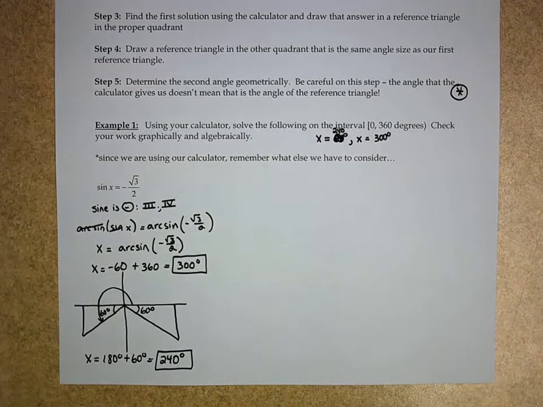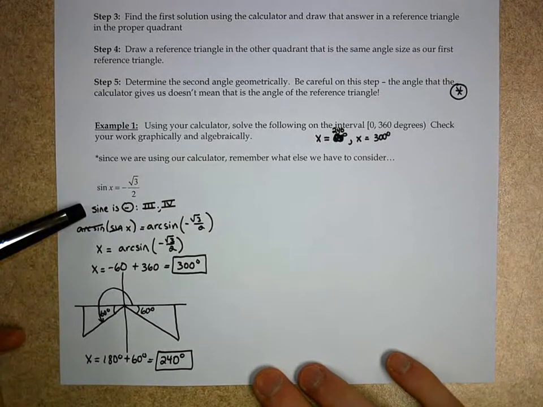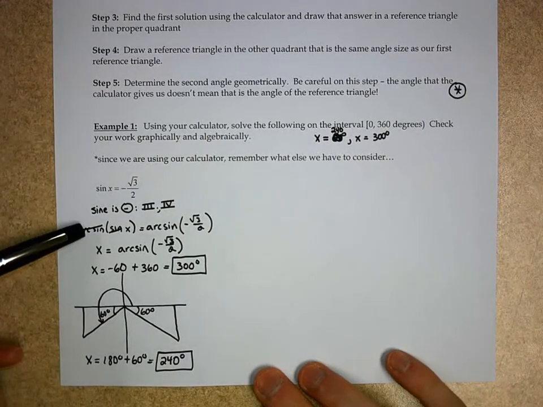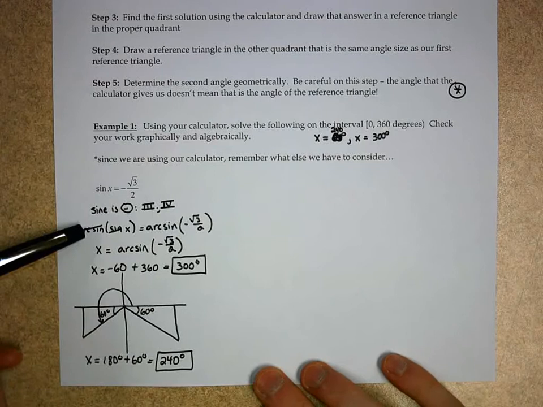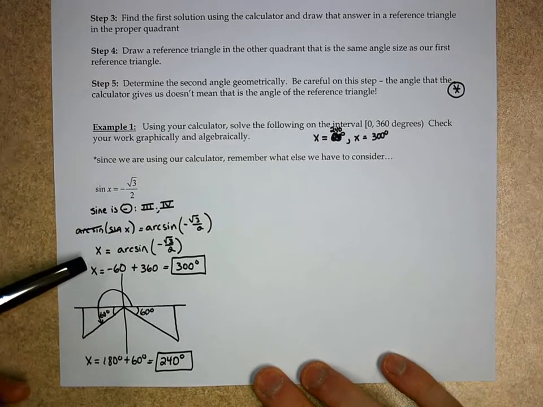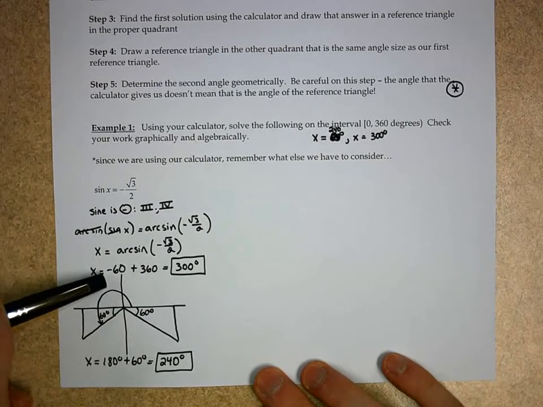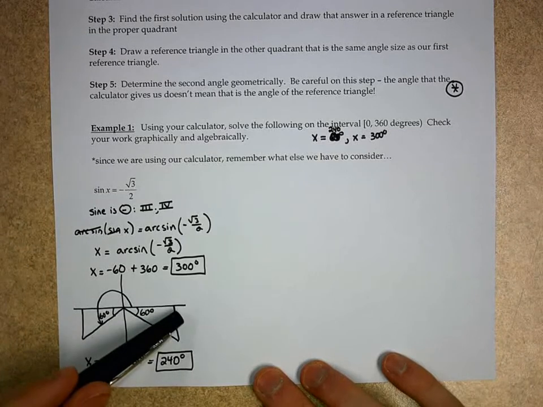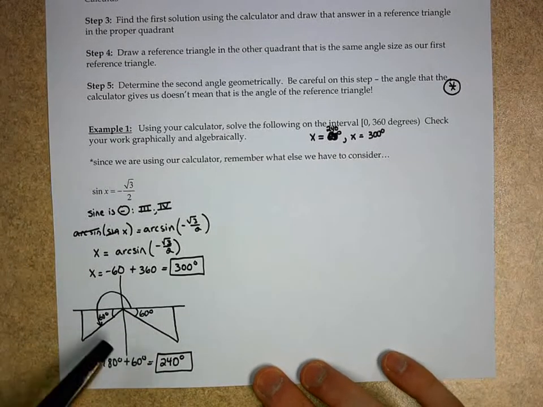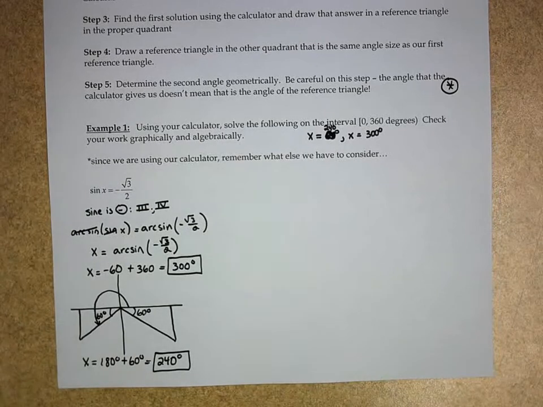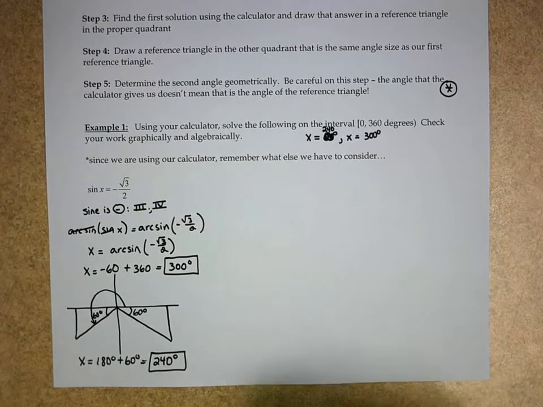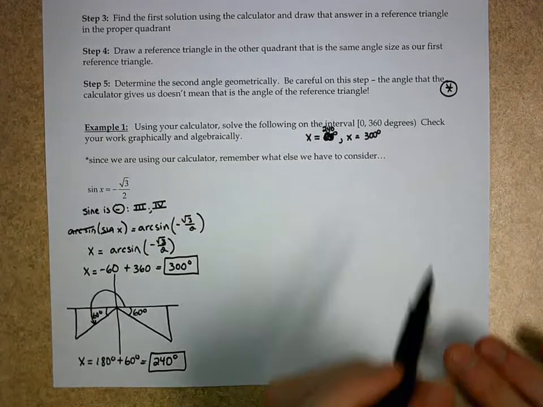So that's the thought process: figuring out what quadrants our answer is going to be in, taking the arcsine or the inverse to both sides to get the function by itself, determining one of the answers from the calculator, plotting that reference triangle in the proper quadrant, going to the other quadrant that's got that angle, and then solving by either adding or subtracting from 180 or 360, doing some math there. So we know these answers are correct based off of the unit circle.